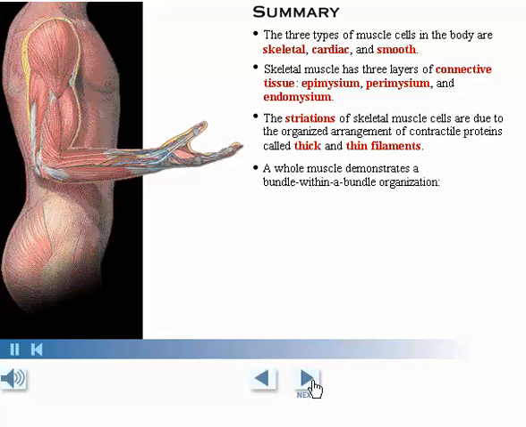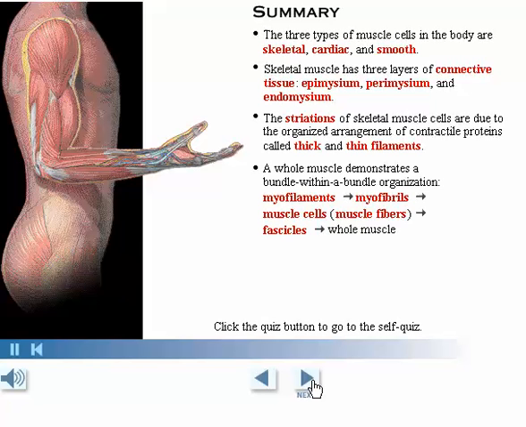A whole muscle demonstrates a bundle within a bundle organization, from myofilaments to myofibrils to muscle cells to fascicles to the whole muscle. To test your knowledge, click the quiz button to go to the self-quiz.